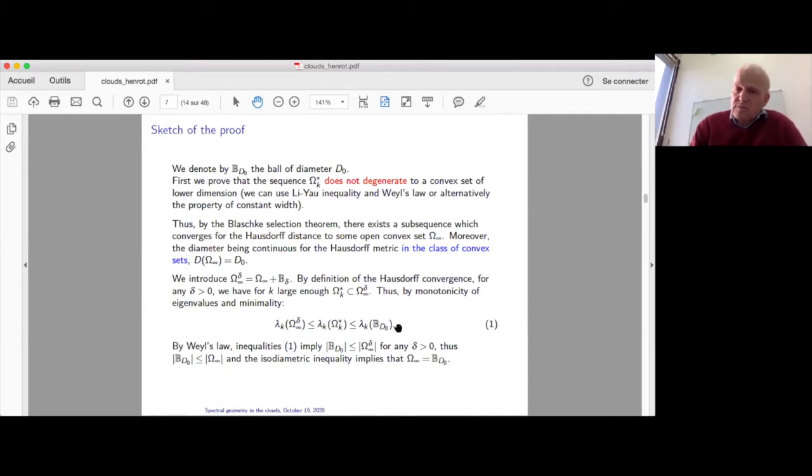Now you use Weyl's law. And Weyl's law involves the volume of the domain Omega_infinity. You forget the domains which are inside because the sequence of domains is moving. But you just look at the first and the last terms in this inequality. And Weyl's law implies that the volume of the ball is less than the volume of Omega_infinity^delta. And this is true for any delta, actually. So the volume of the ball is less than the volume of Omega_infinity, but the two domains have the same diameter. So they have to be equal by the isodiametric inequality. So you have proved convergence to the ball, right?